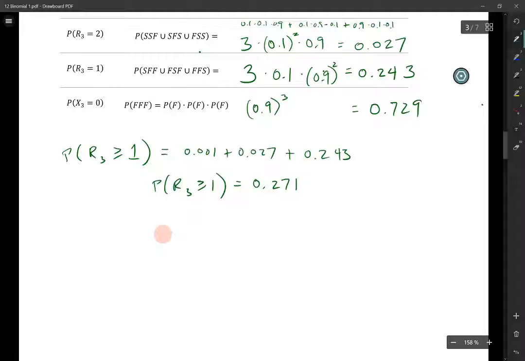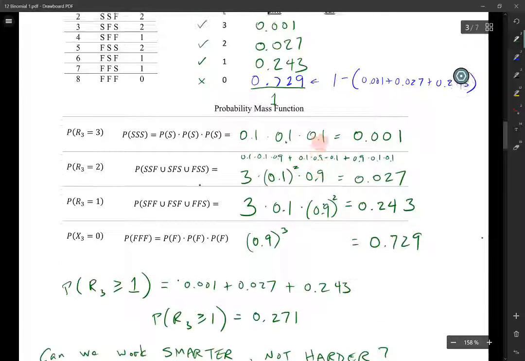Okay. So is there a way, can we work smarter, not harder? You know, how hard is it to add three numbers? Well, it's not that hard to add up three numbers, but is there any shortcut that you could take?